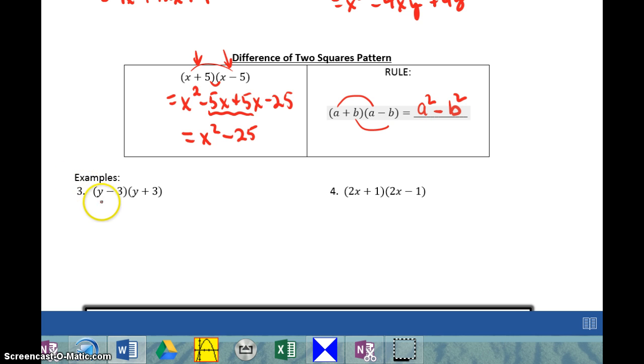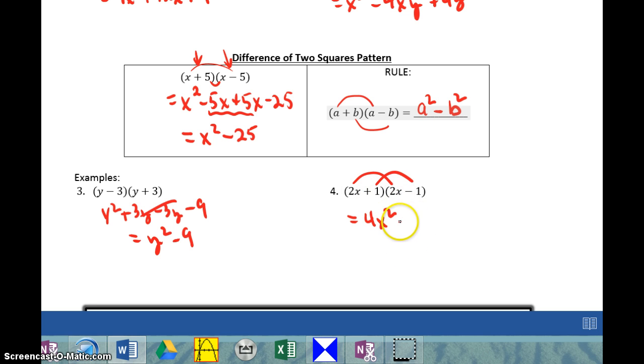So let me show you that again. On example 3, we would have y times y is y squared, 3y and negative 3y, and negative 9. And those will go away, and we just have y squared minus 9. Let's try it here, just with a shortcut. So we're going to get 4x squared. I know the two middles are going to go away, cancel out, and if I multiply the last terms, I get negative 1. Just one more time, remember that it only happens if you have the exact same parentheses, one plus, one minus.